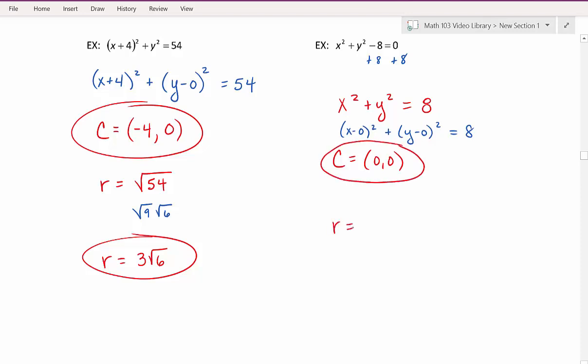To identify the radius, we simply take the square root of the constant. So the radius is the square root of 8. And we want to simplify the radical. We're looking for the largest perfect square that's a factor of 8. That would be 4. It goes in 2 times. We get our radius to be 2 square root of 2.